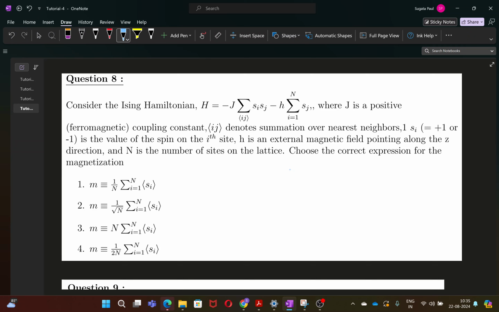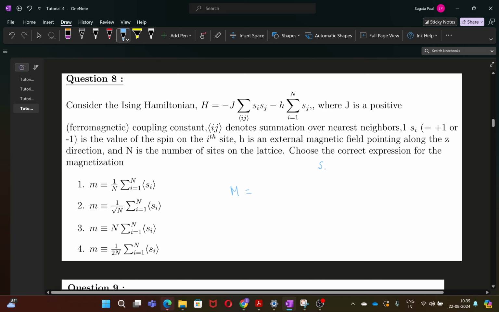and Si equal to plus one or minus one is the spin of the ith site. H is the external magnetic field pointing along the z direction, and N is the number of sites on the lattice. Choose the correct expression for the magnetization. So we know that the magnetization is nothing but your total average spin value, right?